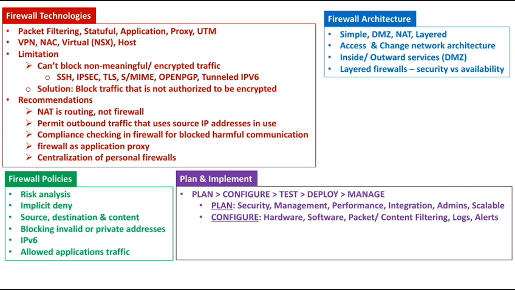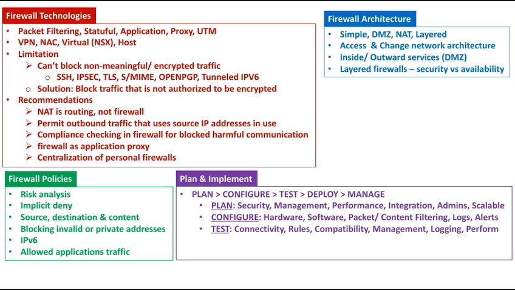Then, once this phase is over, you have to configure the firewall which you have selected, and you have to install the hardware or the software of the firewall, and you have to configure certain rules for packet filtering or for content filtering, and you have to enable logging features on the firewall and also other alerts.